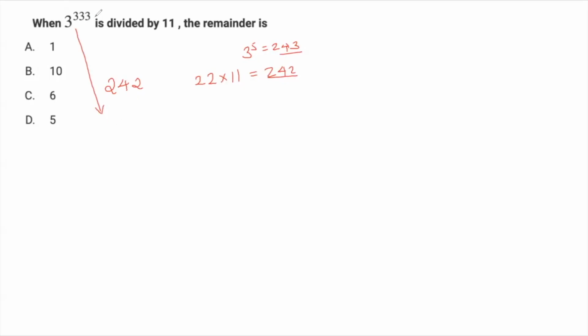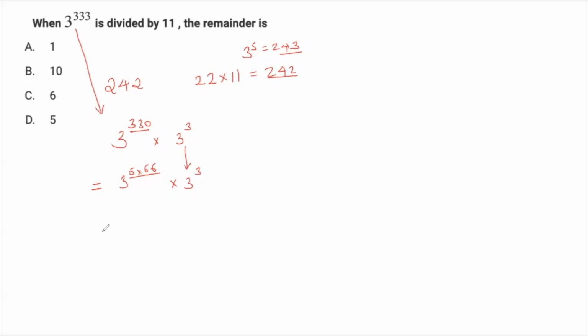So 3 raised to triple 3, let's break this as 3 raised to 330 into 3 raised to 3. We have applied the laws of indices here. A raised to m plus n is a raised to m into a raised to n, right? So 3 raised to 330, I'll further break it as 3 raised to 5 into 66. Simply breaking 330 as 5 into 66. This part I'll keep as it is, okay? So 3 raised to 3 as it is.